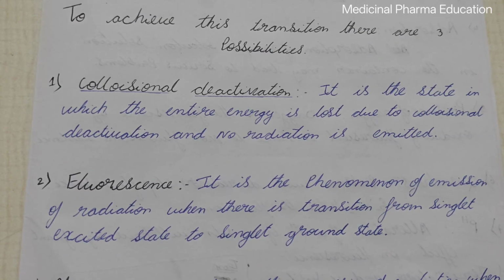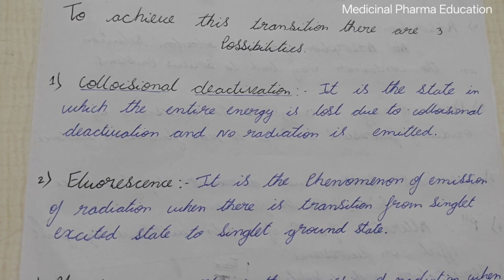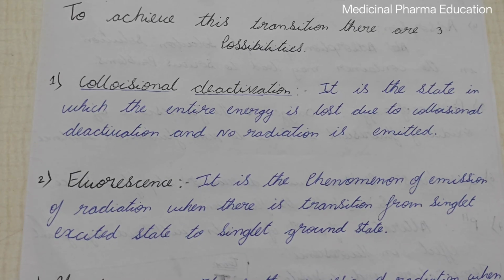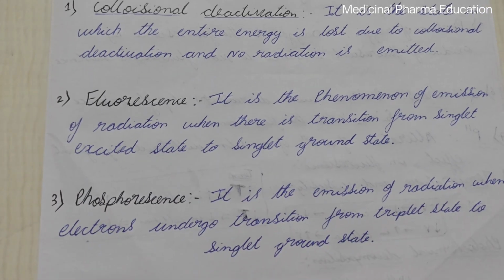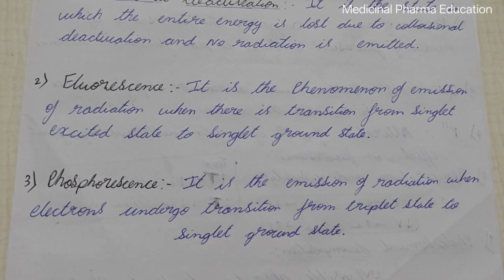You just take the previous screenshot of the photo and then see my class, because I can't draw the diagram, it's very complicated to draw correctly, and you may just get confused. So that's why I have not drawn the diagram, but I'm not lazy. Phosphorescence, sorry for the mispronunciation. Phosphorescence is an emission of radiation when the electrons undergo transition from the triplet state to the singlet ground state. Okay, you can see the previous video.